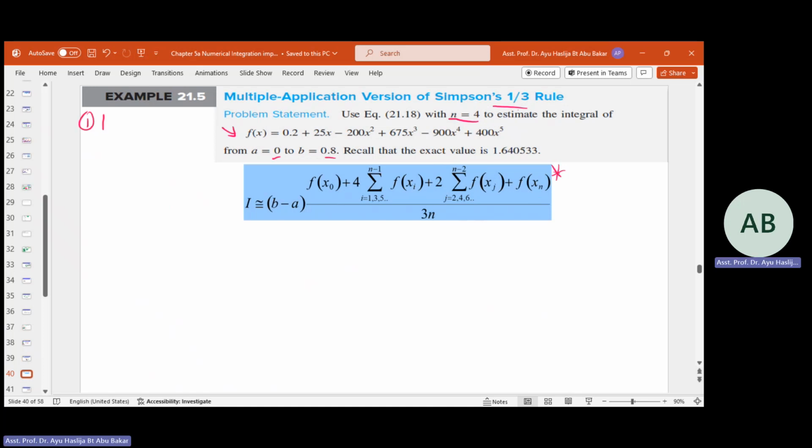First step, what is your h? Find out your h. So 0.8 minus 0, over 4. You will get 0.2. Next step, arrange the data.